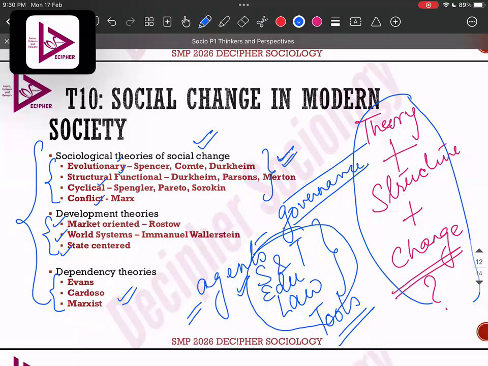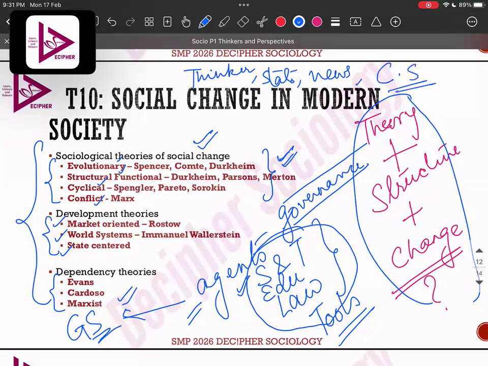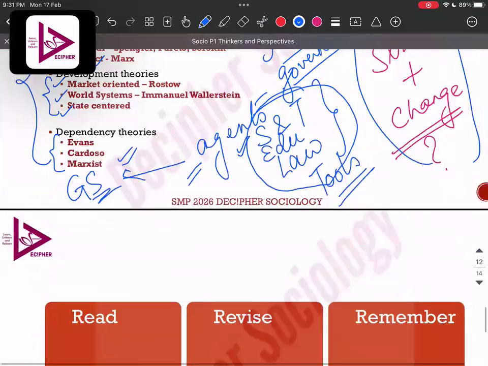Now in UPSC, whenever you are writing answers on such questions which seem like GS answers, in sociology you have to make sure some kind of thinker is mentioned, some kind of statistics or news is mentioned, and how you as a civil servant are going to bring change should also be reflected. You cannot be seen biased as a sociologist, but you have to be a generalist as a civil servant, right? So this is the end.